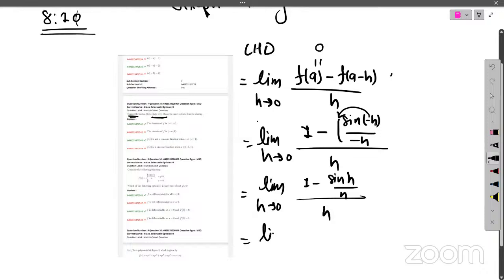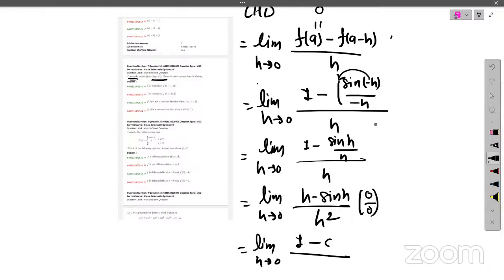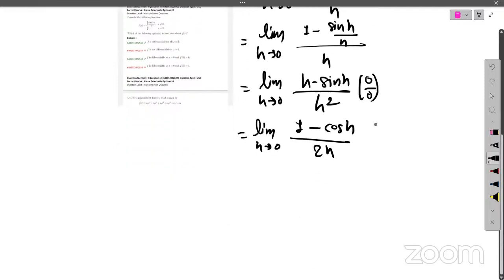So here if you take the LCM, we'll get a much simpler expression: h square and h minus sine of h. This is again 0 by 0 form, so here you apply L'Hospital's rule to find out the limit. Limit h going to 0. If you apply L'Hospital's rule, it will become 1 minus cos h, since the derivative of sine is cos h, over 2h. Again, cos h will go to 1, so 1 minus 1 is 0. That's why it is the 0 by 0 case.